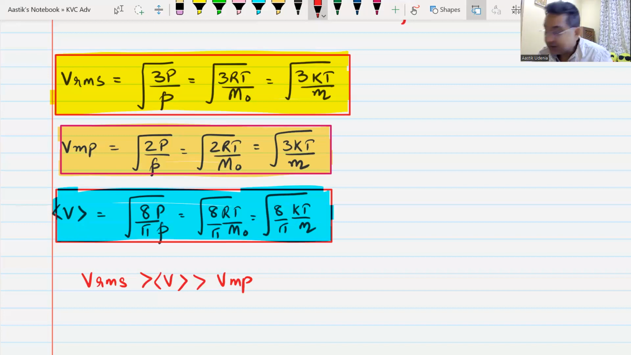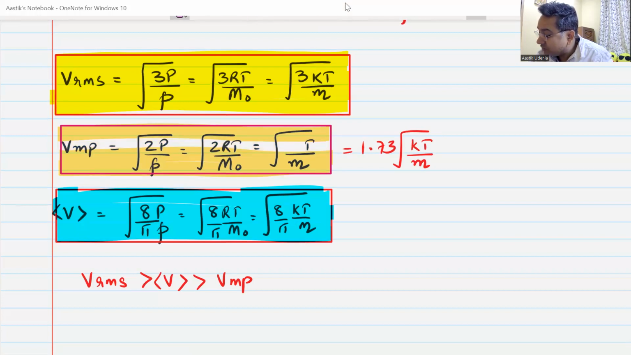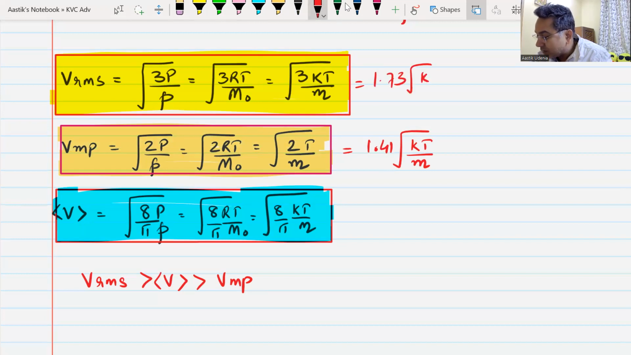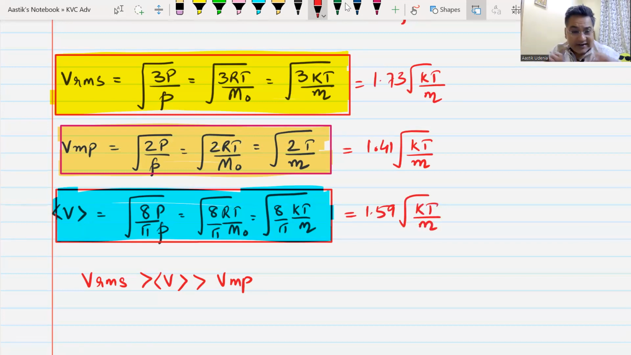You can also write the simplified version. This is 1.73 root over kT by m. Oh, I've written it wrongly. This is 2, I've written 3. So this is not 1.73. Root over 2 is 1.41. So this is 1.41 root over kT by m, RMS is 1.73 root over kT by m, and average is 1.59 root over kT by m, and hence you see the relation between the three.